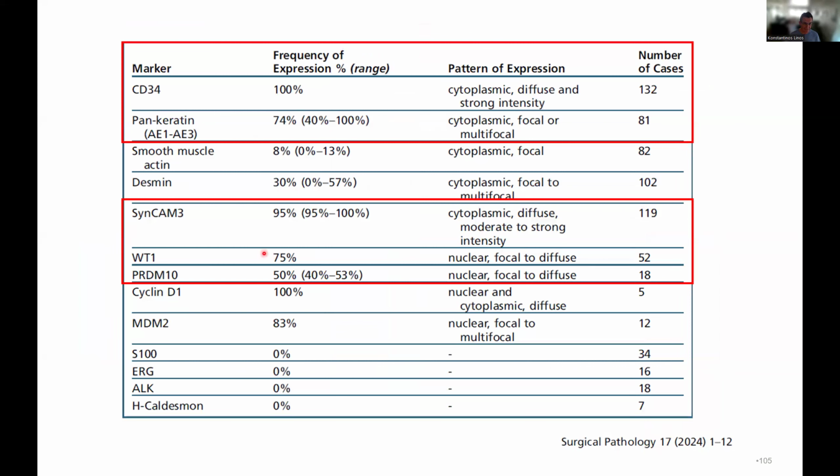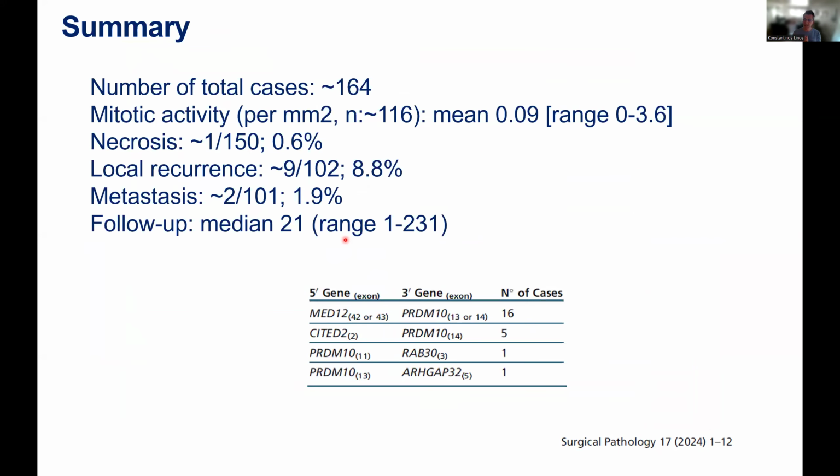So 95% expression out of about 168 cases or so published, and 100% for CD34. Both of them can be used to make the appropriate diagnosis and avoid the pitfall of labeling these patients as having some kind of high-grade sarcoma, pleomorphic dermal sarcoma, etc. Because for the most part, they behave in an indolent fashion. They can metastasize, but very rarely to the lymph nodes, and so far we don't have any deaths.